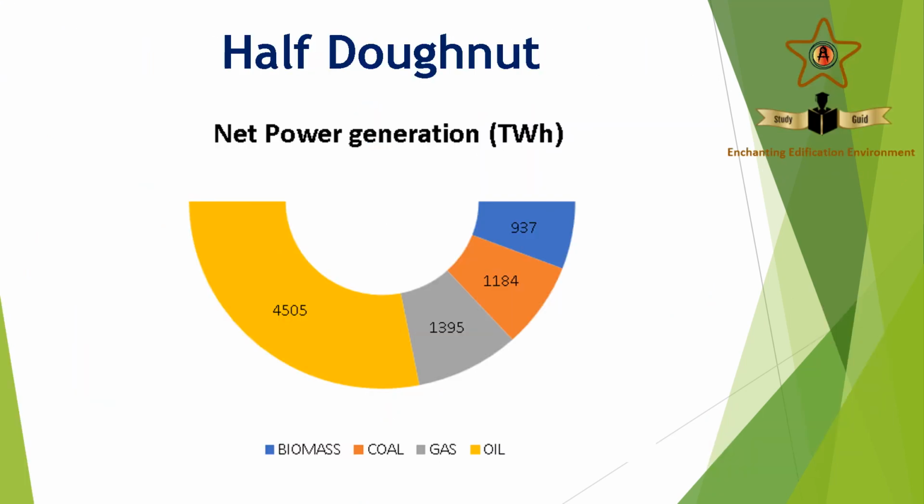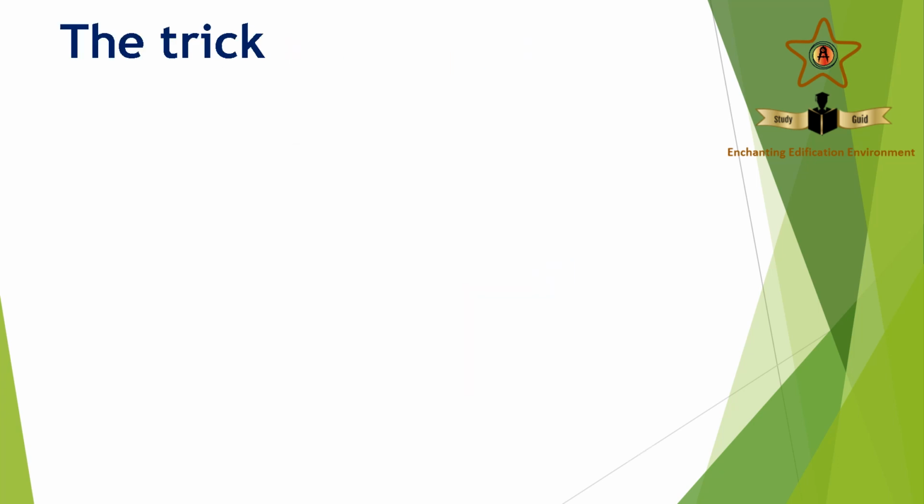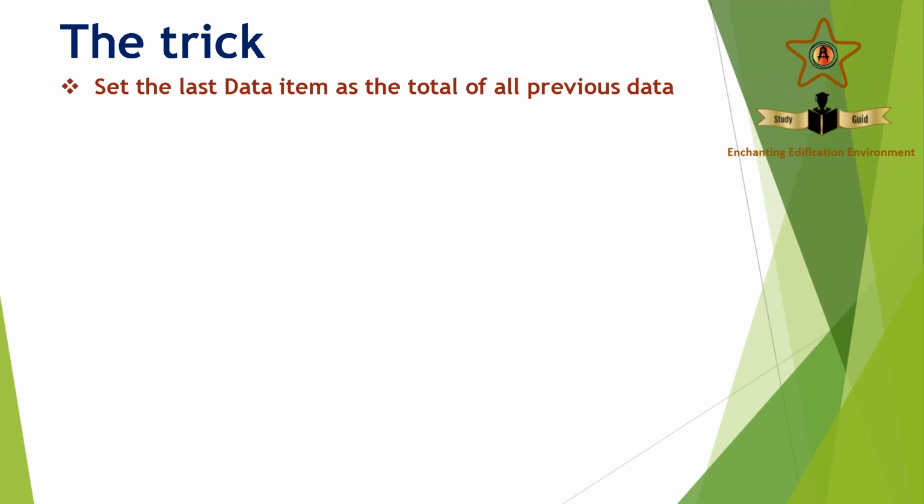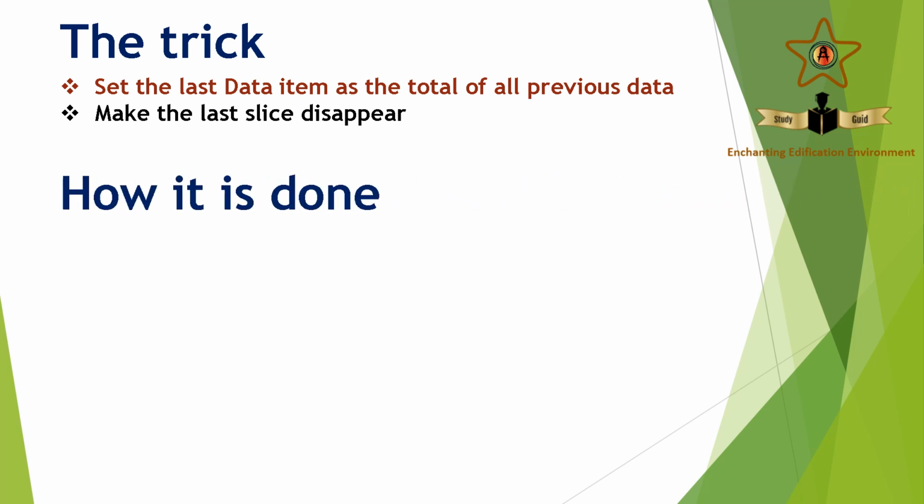First we'll discuss a half donut chart which is shown in the figure. The trick is to set the last data item as the total of all previous data and make the last slice disappear. So we make half of the chart disappear, so we will see half of the chart. How it is done?